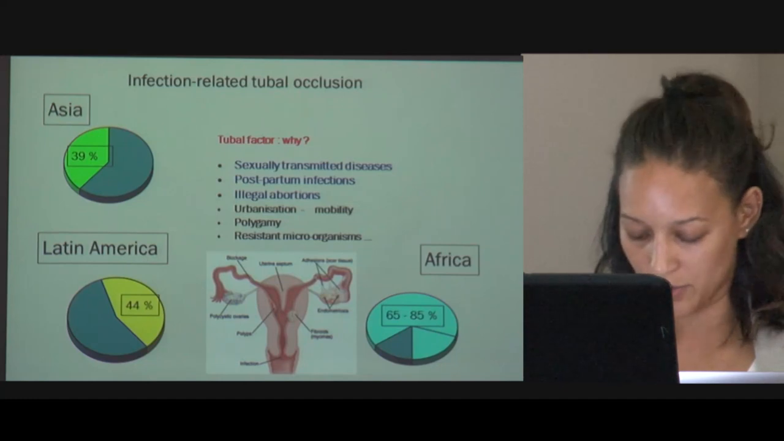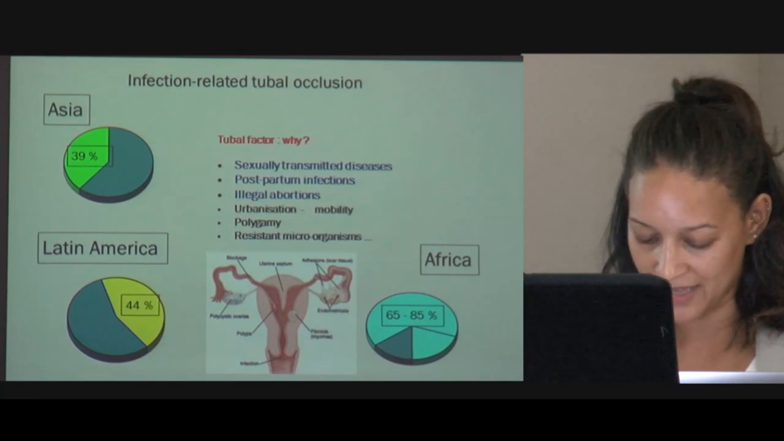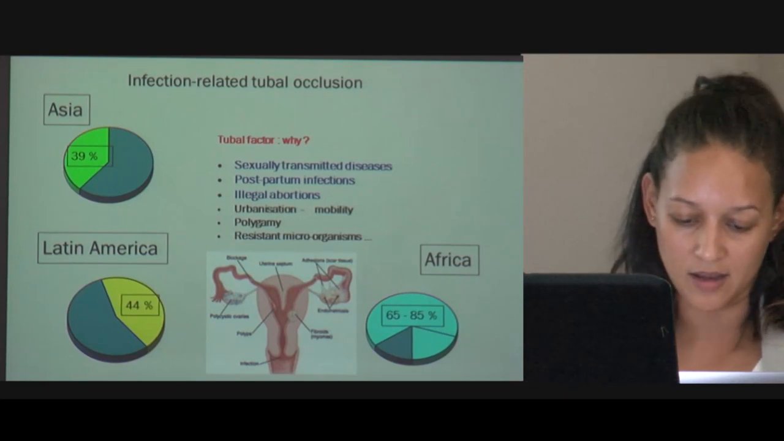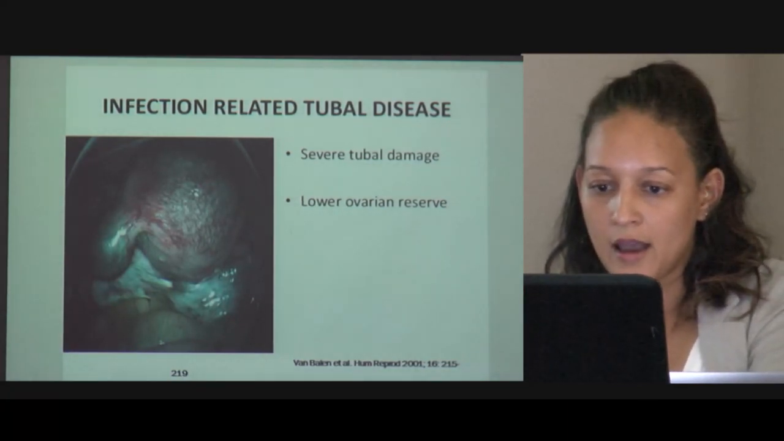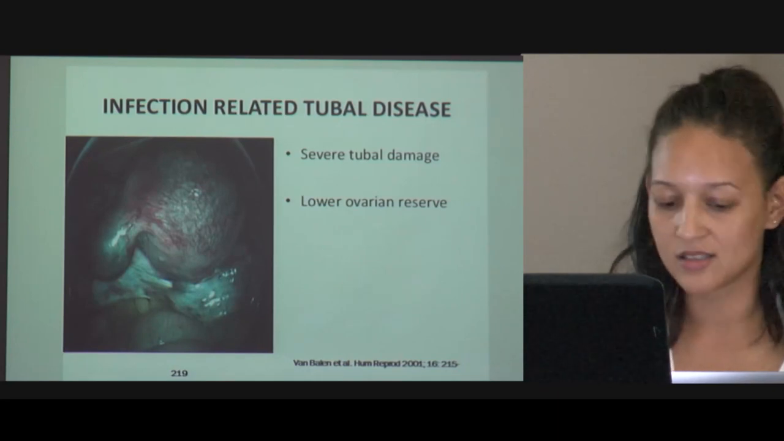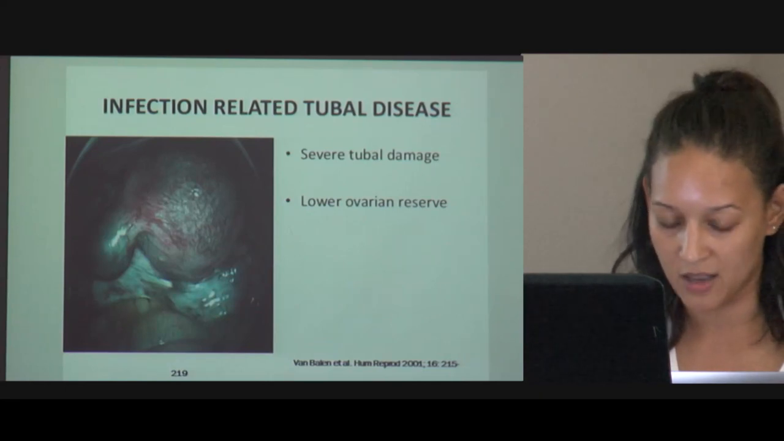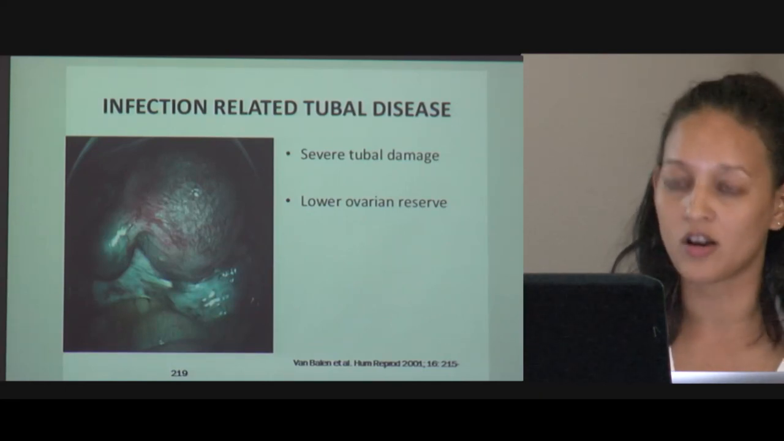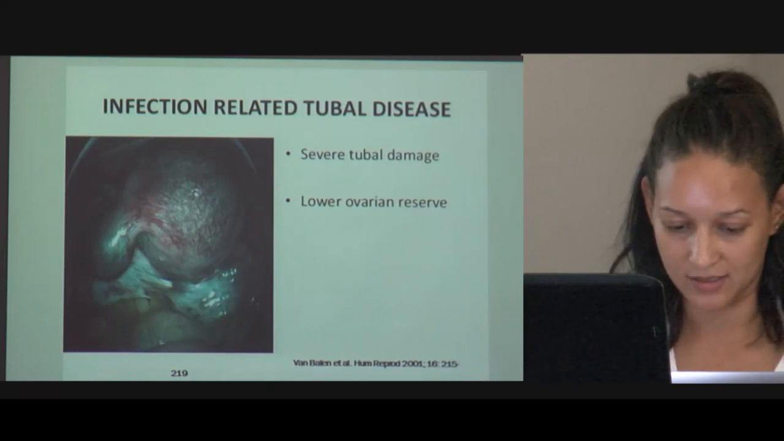Only about 10 to 20% of lower reproductive tract infections ascend into the upper genital tract, and an even smaller percentage of women with PID develop chronic sequelae, but it only requires one episode. This diagram just shows infection-related tubal disease. This is a picture of severe tubal damage, and it also lowers ovarian reserve. Tubal damage with PID causes long-term tubal changes, such as fimbrial agglutination and phimosis, tubal obstruction, and hydrosalpinx.